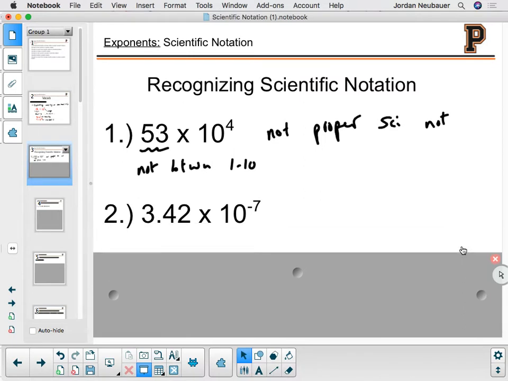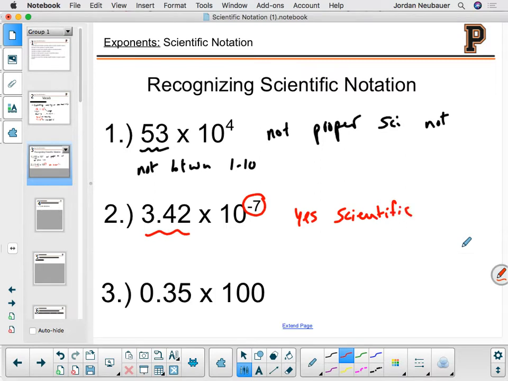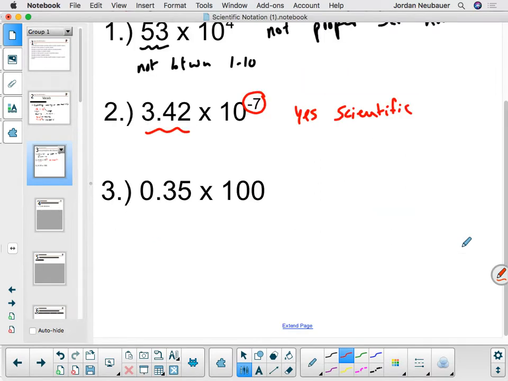Let's look at some others. 3.42 times 10 to the negative 7th, we look at the base number. This is between 1 and 10, and negative 7 is an integer. So yes, this is scientific notation. All right, some other examples, 0.035 times 100. Again, not in scientific notation because this number is not between 1 and 10, and 100 is definitely not written as a factor of 10 or a power of 10. You could convert 100 to 10 to the 2nd power and then do some work with this, but as of right now, it's not properly written in scientific notation.